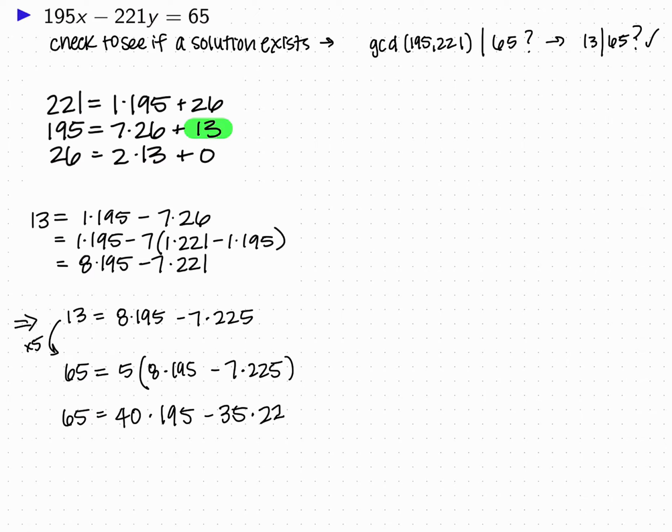Excuse me, I've been writing the wrong number. Let's go back and erase those mistakes. 221 was my other number, so 221, 221. There we go. I think I've corrected my mistakes there.